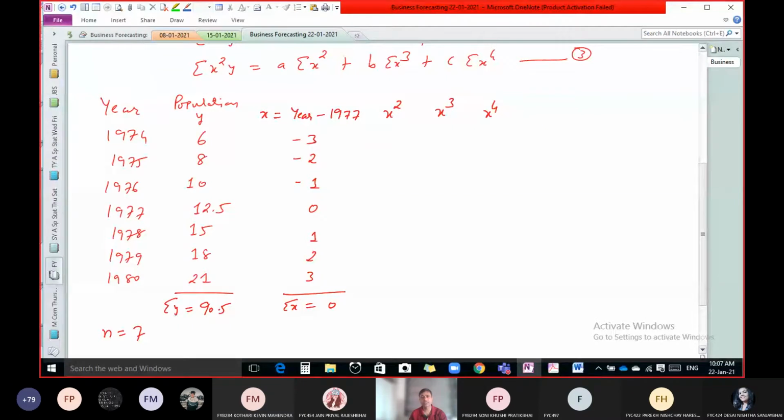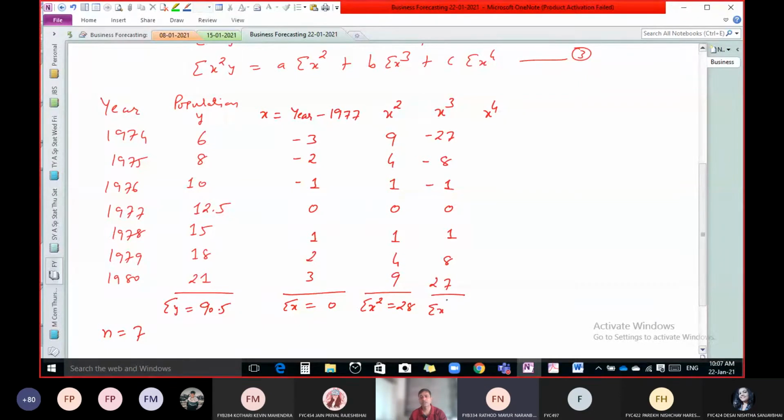So X square, minus 3 square. We get 9, 4, 1, 0, 1, 4, 9. And total of 28. Now X cube. So minus 3 cube is minus 27. Or you can multiply these two numbers, 9 into minus 3, because X into X square is X cube. Here we get minus 27, minus 8, minus 1, 0, 1, 8, 27.